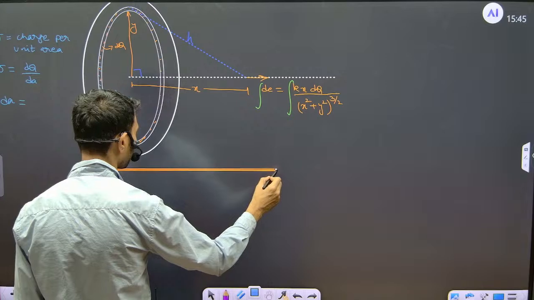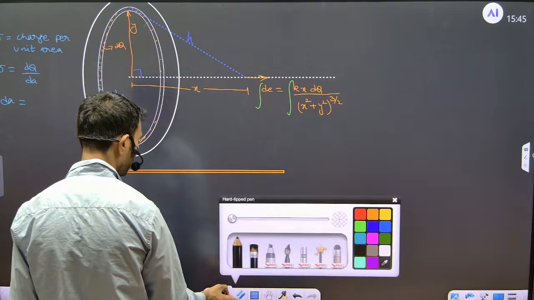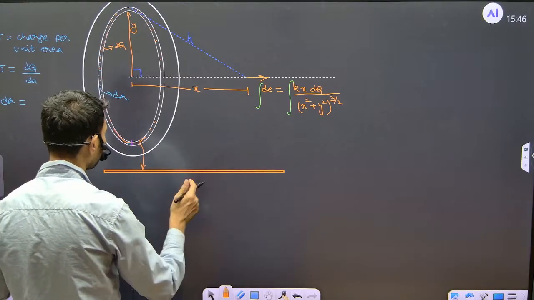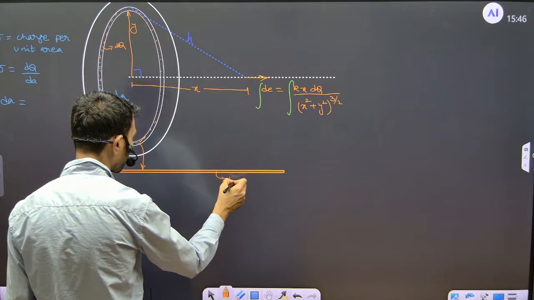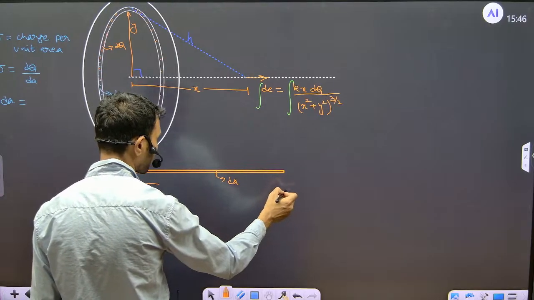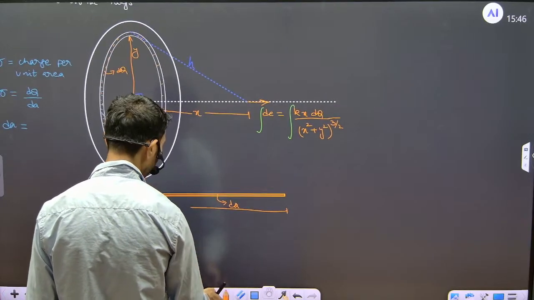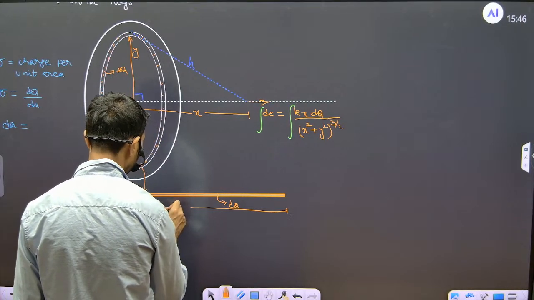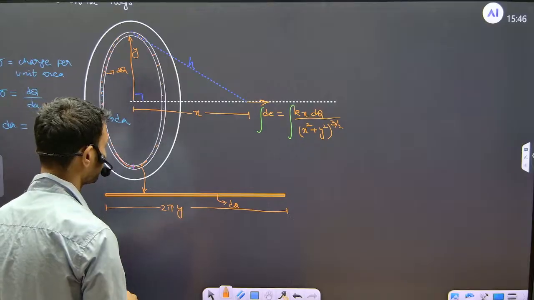Like this. You know? So basically what I've done is I've taken this ring and I've spread it over. And let's say the area of this is dA. So can you tell me how much will be the length of this? Length is 2 pi r. So it will be 2 pi r, and r is the radius, means y is the radius. So 2 pi y. That's the length.